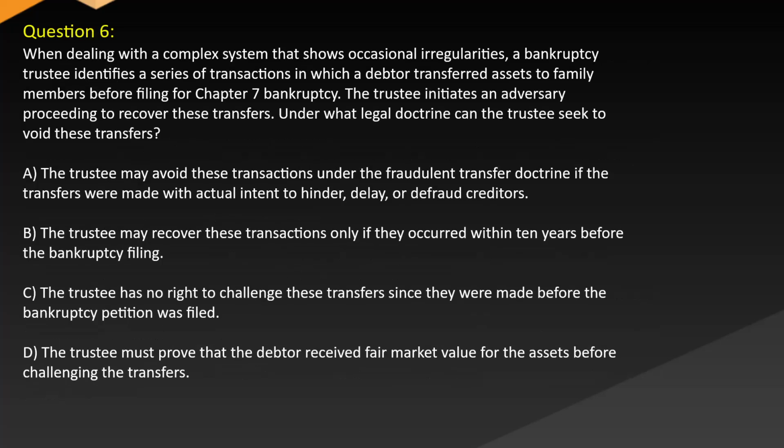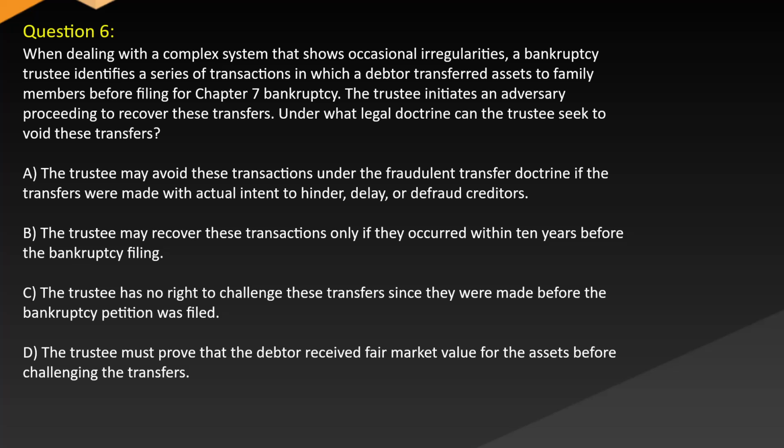A bankruptcy trustee identifies a series of transactions in which a debtor transferred assets to family members before filing for Chapter 7 bankruptcy. The trustee initiates an adversary proceeding to recover these transfers. Under what legal doctrine can the trustee seek to void these transfers?